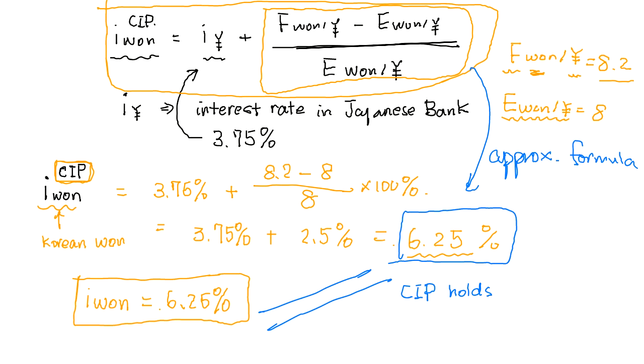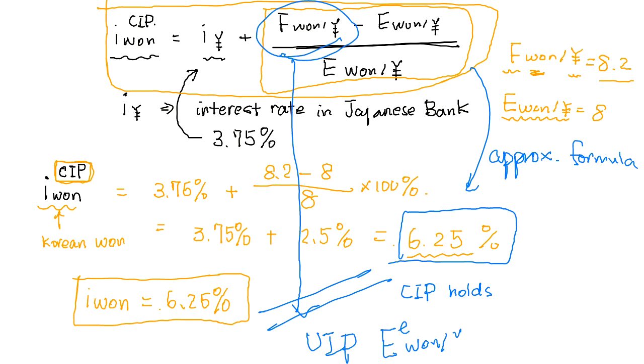So what do you need to apply in the UIP approximation formula? Instead of using the forward exchange rate, in UIP you need to use the expected exchange rate between those two currencies, right? And the information is given to you in the question as well. So you should be able to see if UIP holds. Okay?